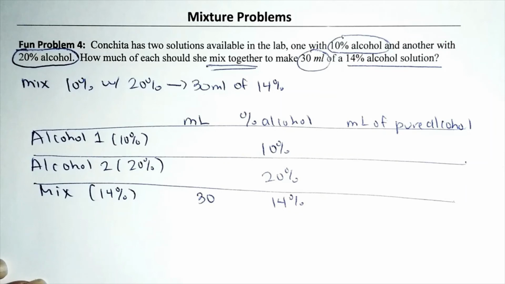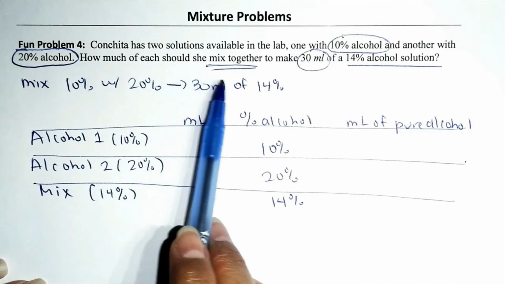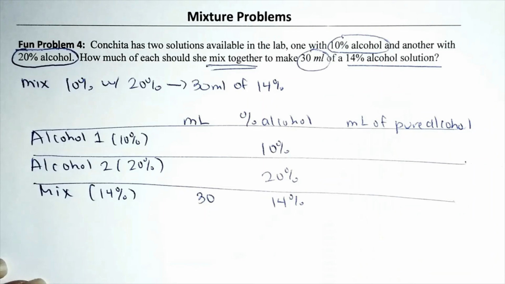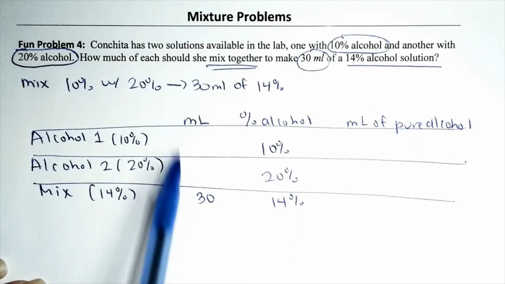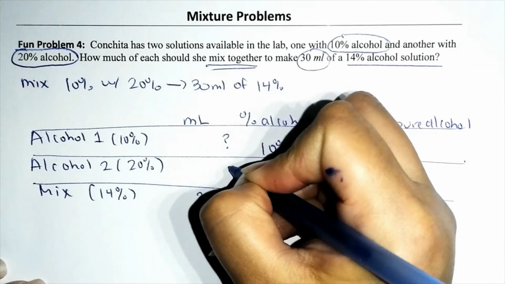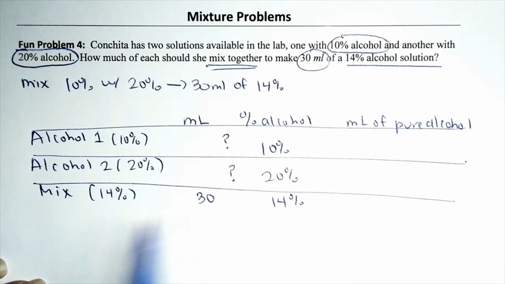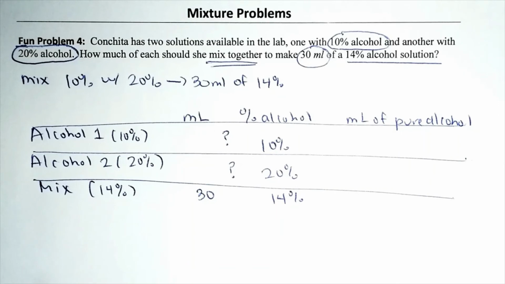From the top, actually I'll go to the punchline. How much of each should she mix together to make 30 milliliters of a 14% alcohol solution? In the problem that we did before, we were just missing one. In this case we're missing both, so I'm gonna put question marks on both. How much of each should we mix together to make 30 milliliters in the mix? No idea. We can do this with 1 or 2 variables. We're gonna do this one with 1, and after a couple of chapters, we'll do it with 2.